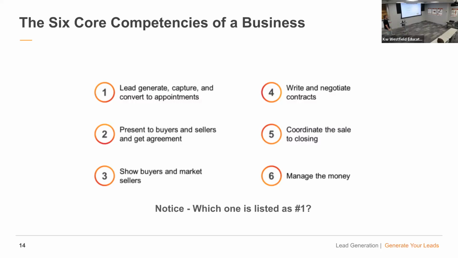Number 3, you then show buyers houses or you market a seller's home. Number 4, you write and negotiate contracts. Number 5, you coordinate the sell to closing. And number 6, manage the money. That's more like your own personal business, right? Like once you get a commission, where you go from there, but we'll talk about it. Notice though, which one was listed as number 1? What is the foundation to everything? Lead generation, right?